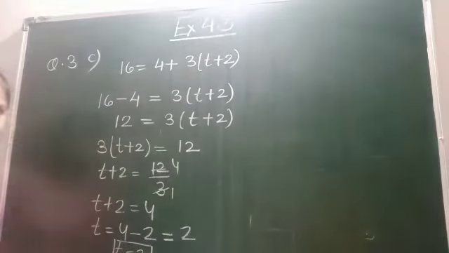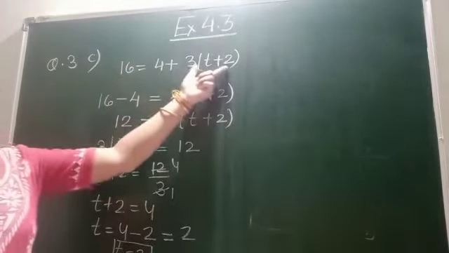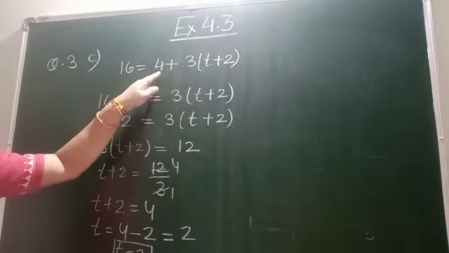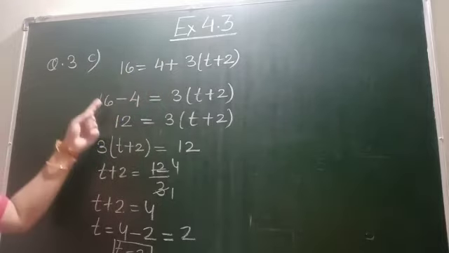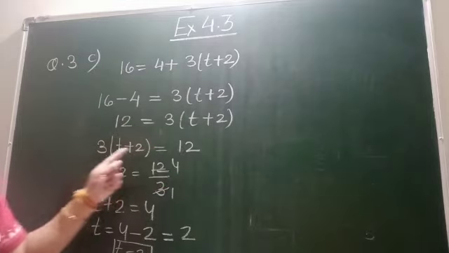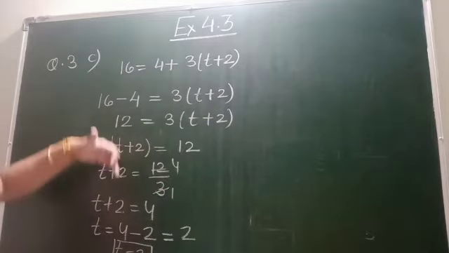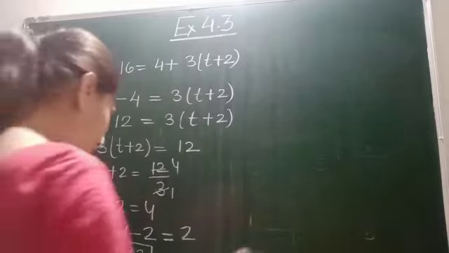So student, once again look at this question. Here with this variable, an addition number is also there. So first we will shift this plus 4 from right hand side to left hand side. Okay. Then we will interchange the position of left hand side and right hand side. Then we will simplify similarly. Let's solve D part also.